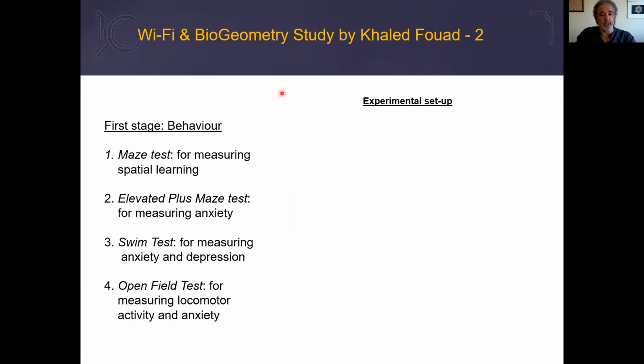So the first stage, behavior, there were 4 tests. The maze test for measuring spatial learning, the mouse's ability, how it was affected by Wi-Fi, its ability to negotiate a maze and remember where it passed from. Another form, the elevated plus maze test, which measures levels of anxiety. The swim test for measuring anxiety and depression. And the open field test for measuring locomotory activity and anxiety.